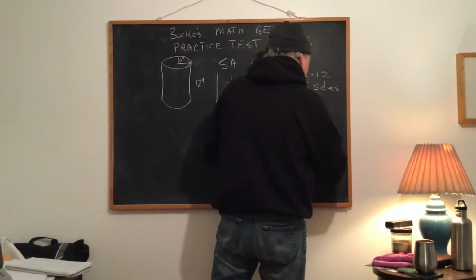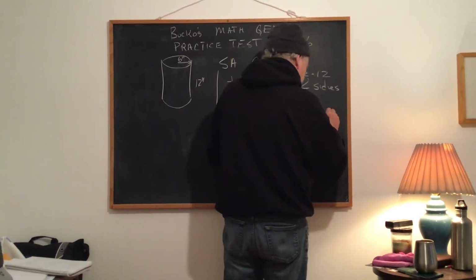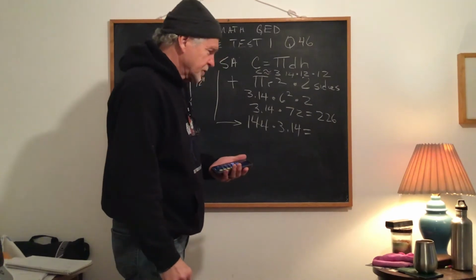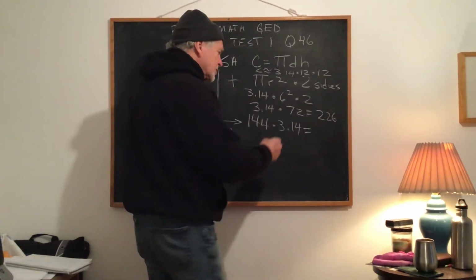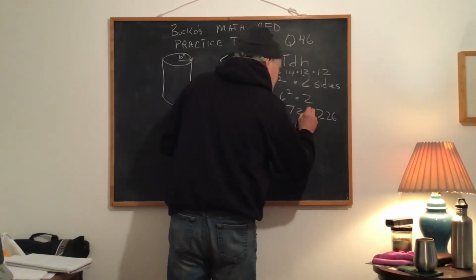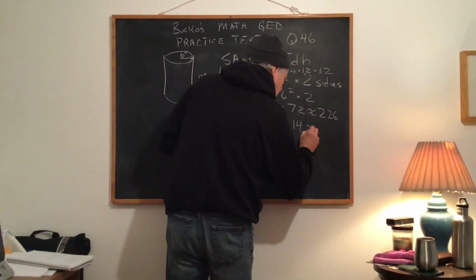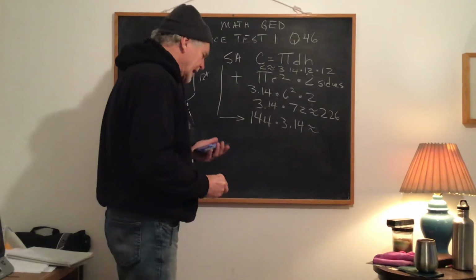226. I'm going to round it off to the nearest whole number, because it's 226.08 is what I have. And these are only approximations, by the way. Anytime you throw pi in there, it's going to be an approximation. It's not going to be exactly equal. And you got a wavy line like that.